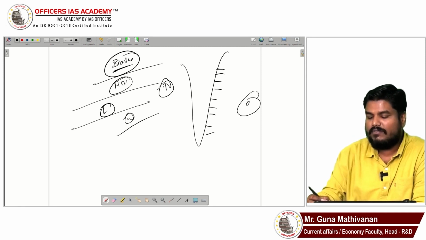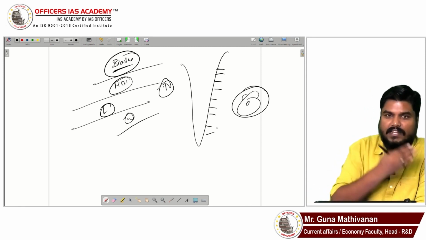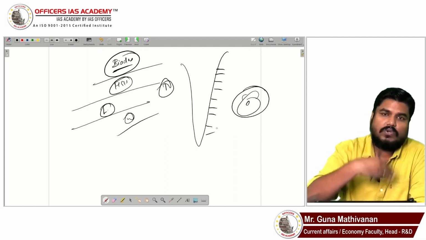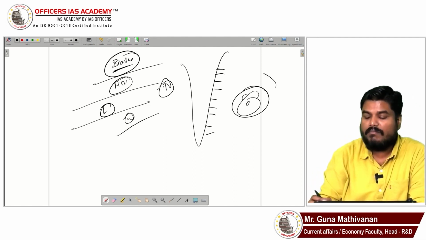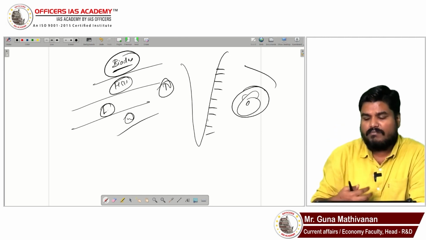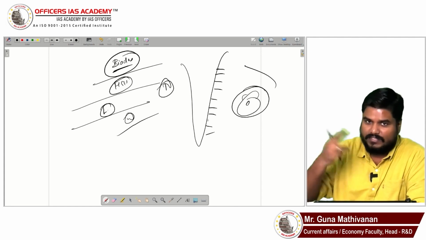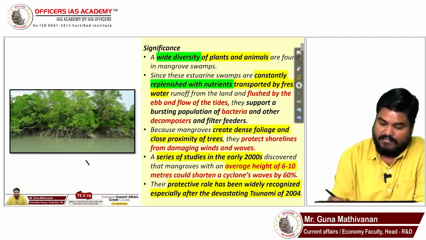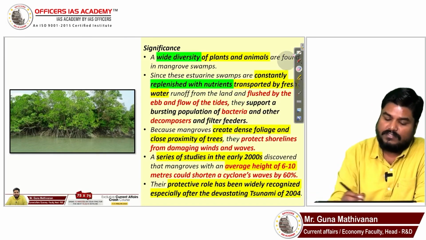So when there is a cyclone, the cyclone's impact can be reduced because of the mangroves located in the coastal region. It acts like a wall. When there is a tsunami or a cyclone, the intensity and the impact will be very less when those areas are protected by these mangroves. Significance is huge, and it faces huge threats as well.